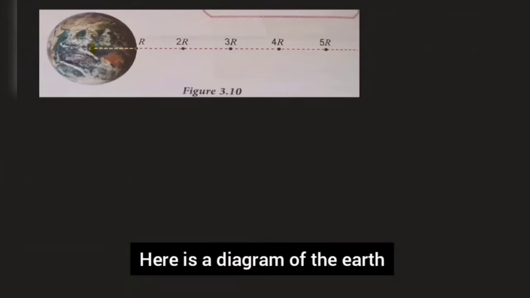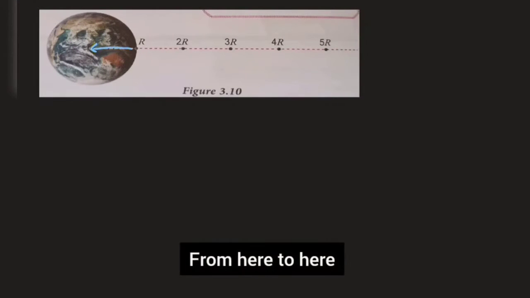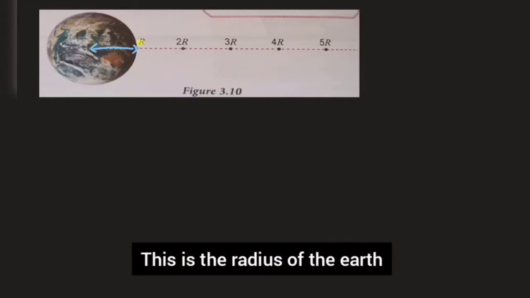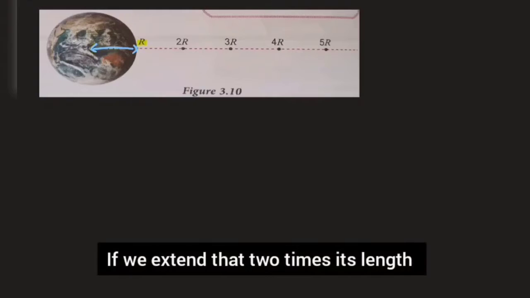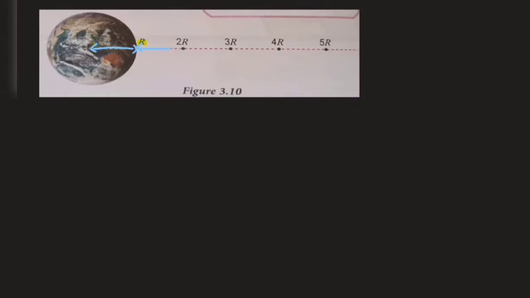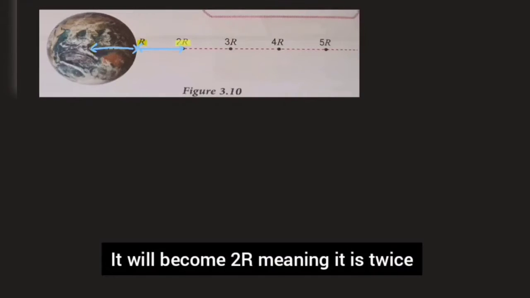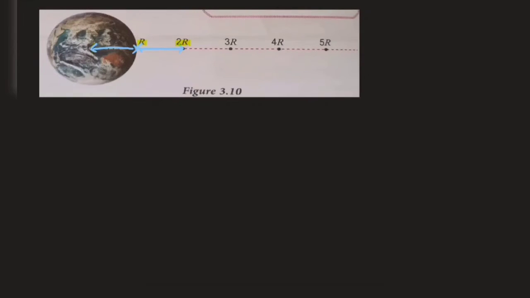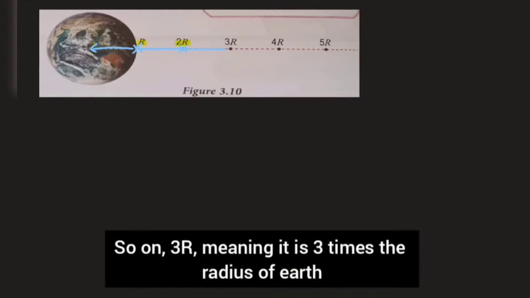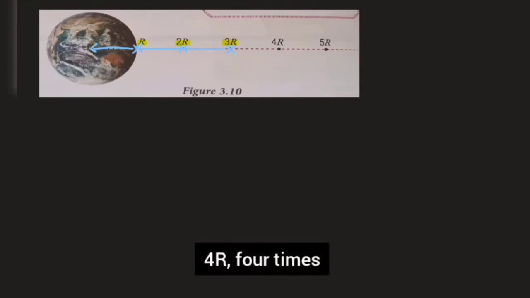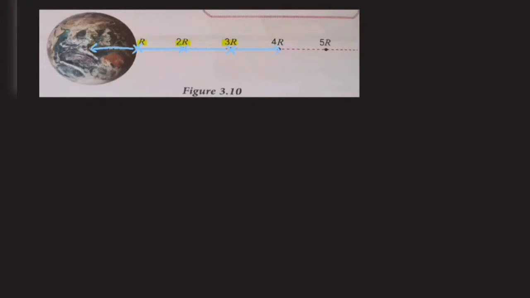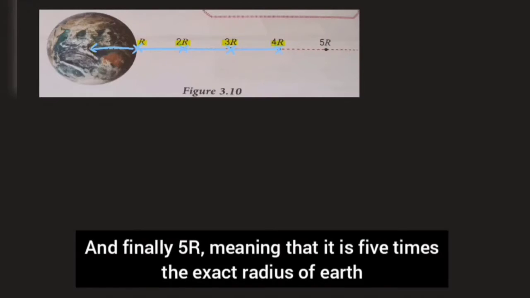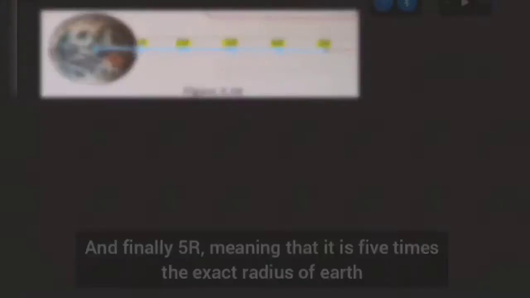Here is a diagram of the Earth. From here to here, this is the radius of the Earth. If we extend that two times its length, it will become 2r, meaning it is twice the radius of the Earth. So on, 3r, meaning it is three times the radius of the Earth, 4r, four times, and finally 5r, meaning that it is five times the exact radius of the Earth.